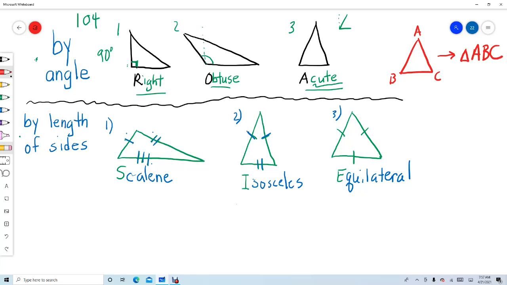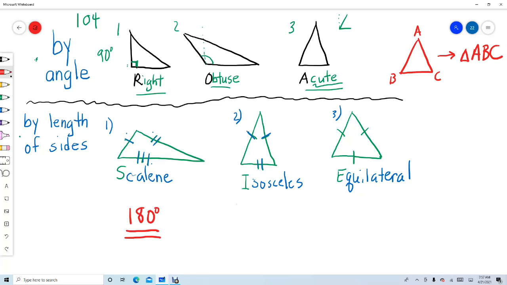So you'll have to look at the triangle and decide whether it's right, obtuse, or acute, and then look at the same triangle and also decide if it's scalene, isosceles, or equilateral. All right. The other thing that they want you to know is that the interior angles of any triangle add up to 180 degrees. Okay, they all add up to 180 degrees.